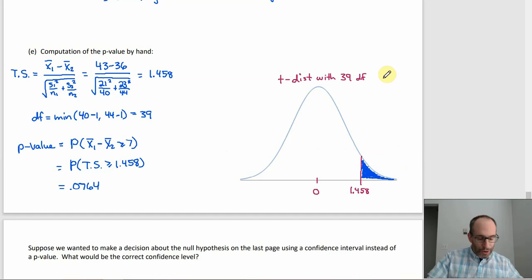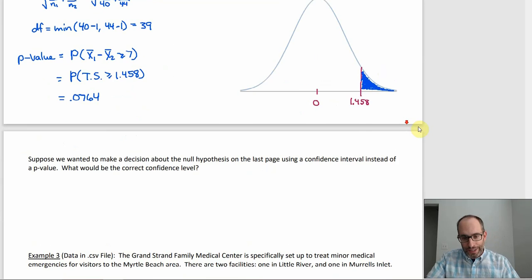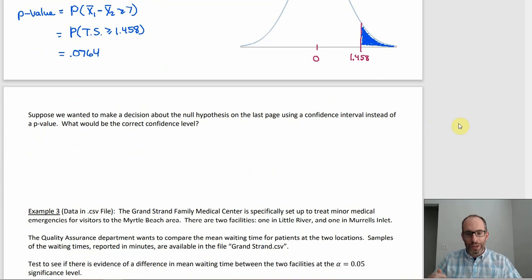All right, the other option would be, what if you were going to use a confidence interval? So for that last example, what if we were going to use a confidence interval instead of a p-value? So what would be the correct confidence level? I just wanted to bring in another one of these because this is a one-sided alternative, so you could do it with a confidence interval, but the adjustment that you have to make is a little unorthodox. So this did show up with proportions, but I think it's worth bringing this up again.